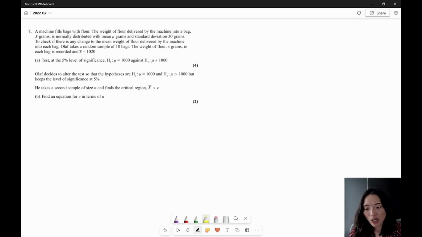In part B, it says, Olaf decides to alter the test so that the hypotheses are H naught is mu equals 1000 and H1 is mu greater than 1000. So again, immediately you can say this is now a one-tailed test. What we can do now is to draw our distribution. Therefore, this is 5%, this is mu, and we're interested in this region here. This is the critical region now, and we don't care about what's on the left-hand side of mu.